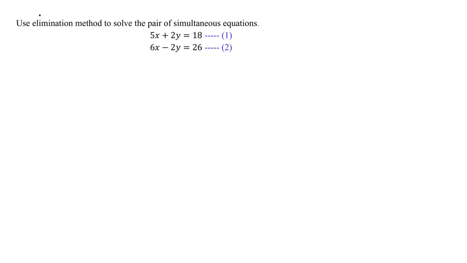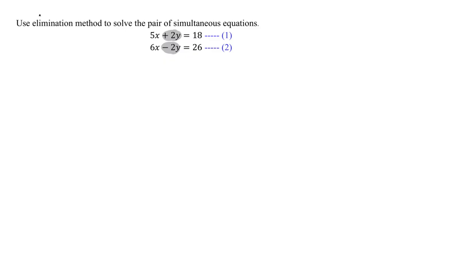Step 2. Then we need to identify the unknown with the same coefficients, and in this case positive 2, the 2y, but I realize one is positive and one is negative. So how can we eliminate this unknown with the same coefficient 2?